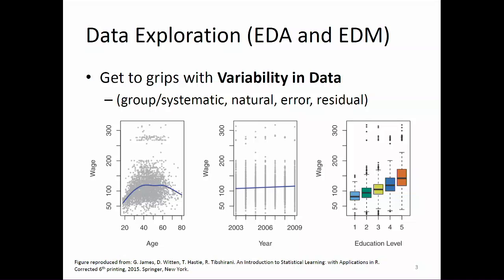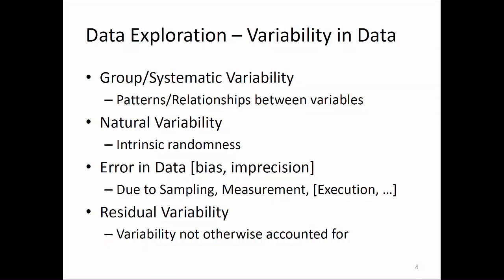Okay, so I've broken down sources of variability into a few different categories. At the top, we've got group or systematic variability. This is quite often what you actually care about. This is the type of variability you care about as a data scientist. You want to be finding relationships between variables, finding groups that exist in the data, and trying to find explanations for them. They'll be telling you something about your data science problem, and they might point you to interesting insights and potential value that you could get out of it.